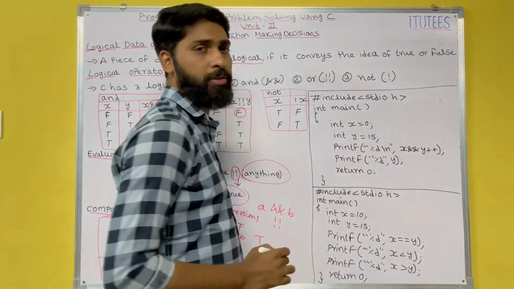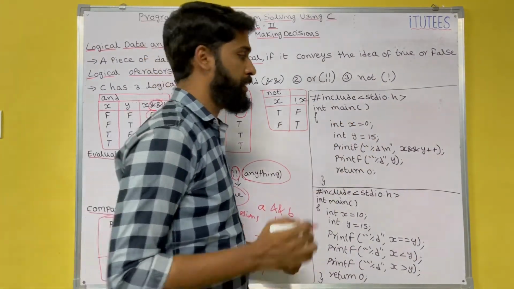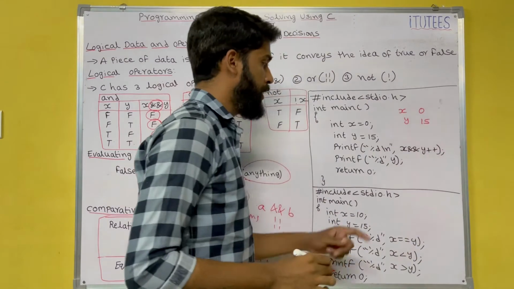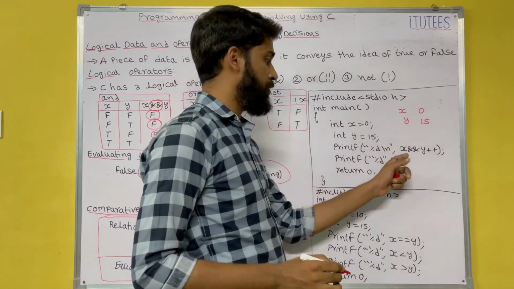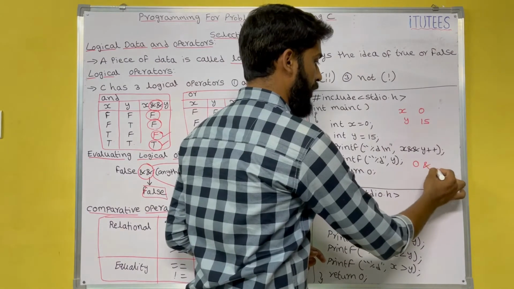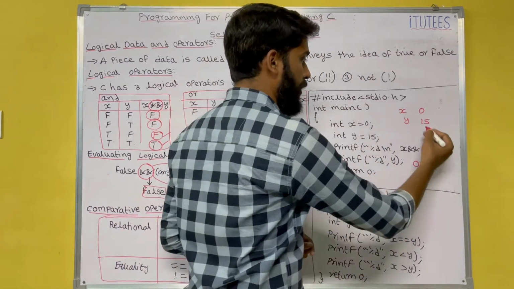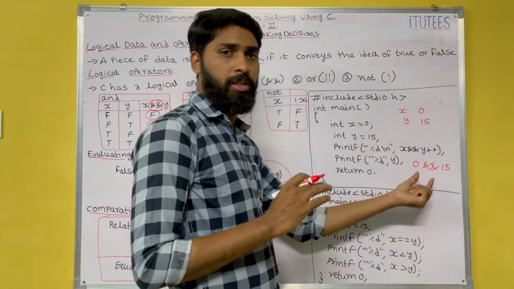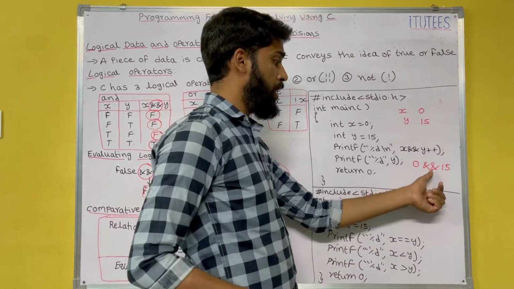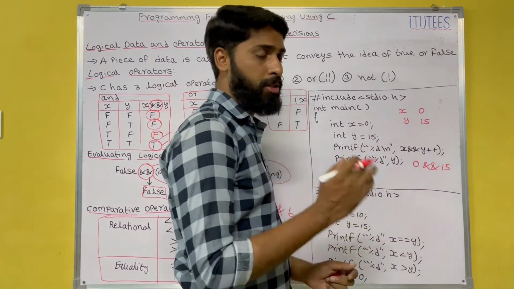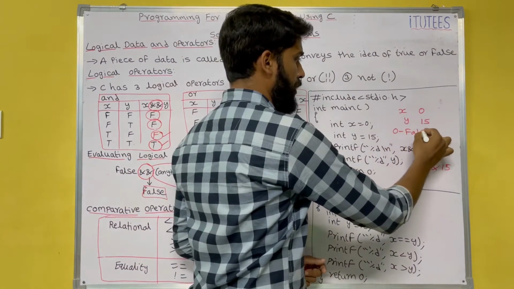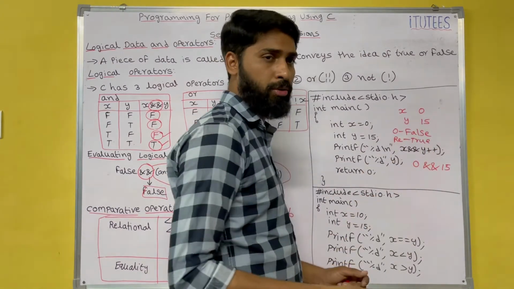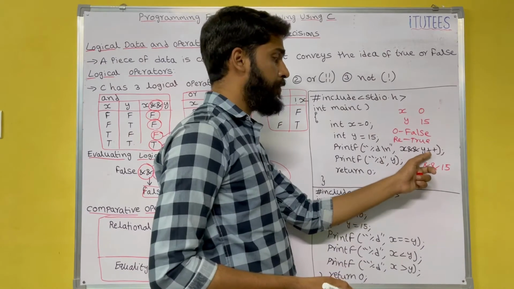Here I am taking two variables: X is 0 and Y is 15. printf percentage d, what is the x value? 0 and y plus plus. Here y plus plus means 15. Don't bother about the value, listen carefully. These types of questions they ask in GATE. 0 logical and 15. Normally, 0 represents false. All the remaining numbers represent true. Now, 0 and y plus plus.